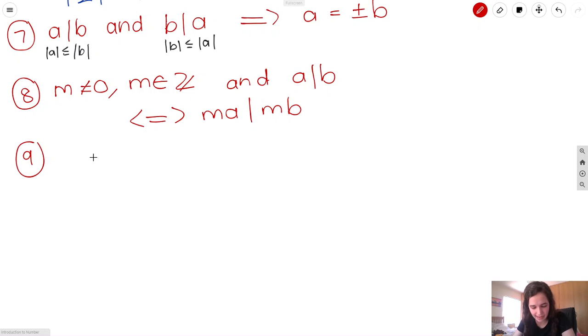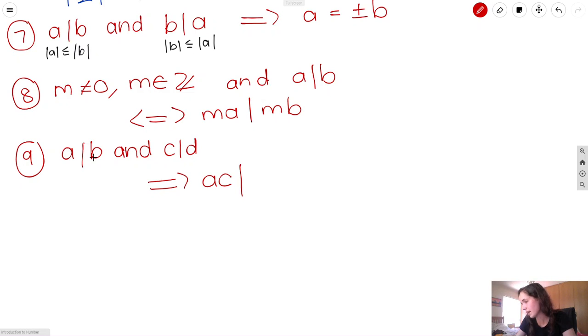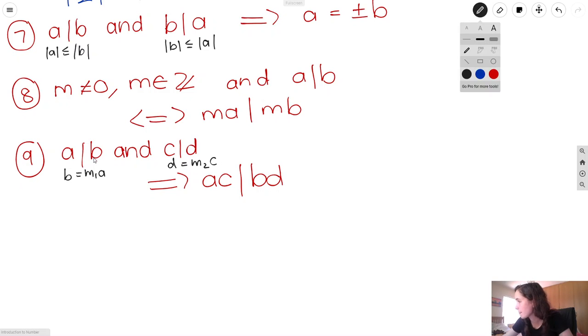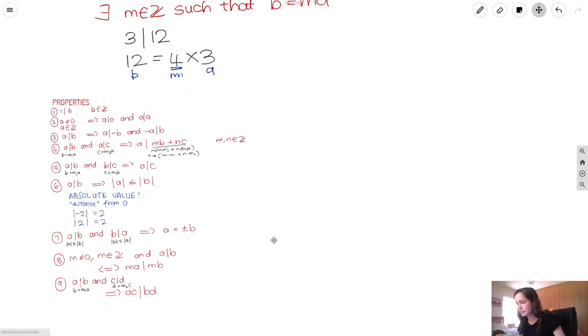Ninth property says that if a divides b and c divides d, then ac will also divide bd. We can once again prove this similarly. We can say b is equal to m1a, d is equal to m2c, and we can put that in, and we'll see that ac will be a divisor or a factor of bd. Okay. So let's quickly look at a problem using these properties.